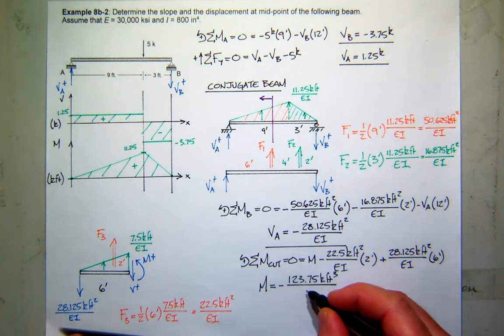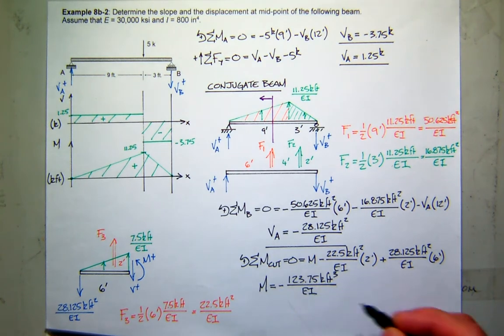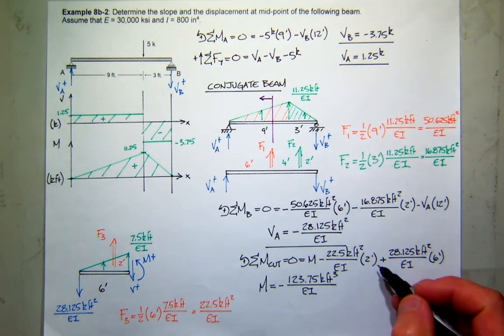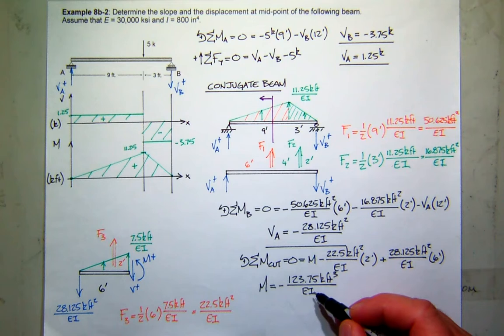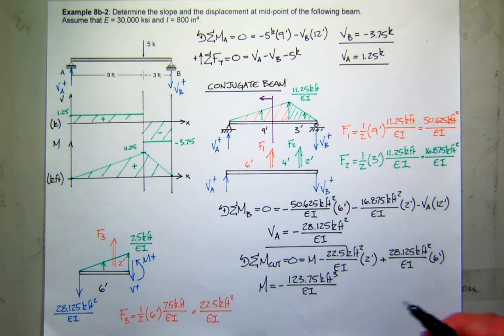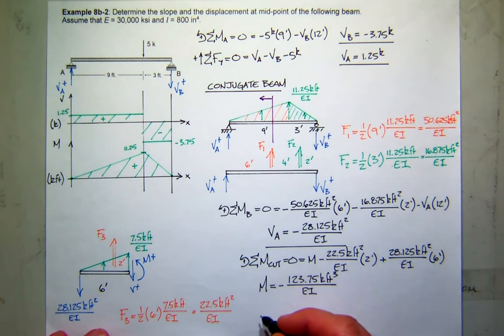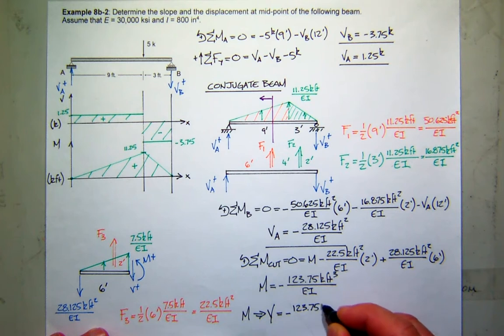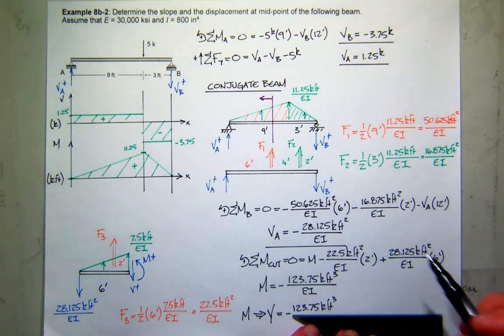Dr. Jim, how does that kip feet squared and feet cubed cancel out? Is it from the EI? Yeah, the EI will take care of it in a second. Okay. So we can do it right now. So let's see if I can squeeze that in here. So remember that moment translates to displacement back in the real beam, right? So that will give us a value of minus 123.75 kip feet cubed. So now let's divide by EI.